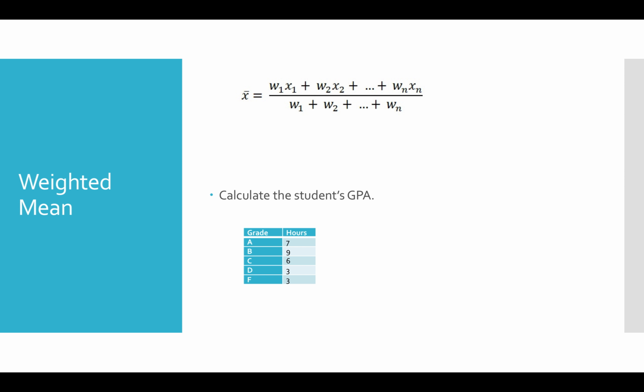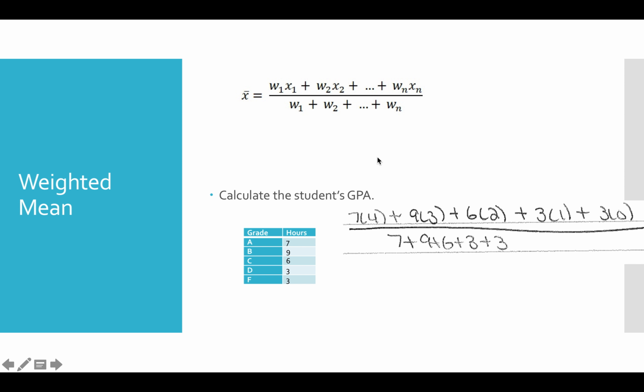Now I can't put A, B, C, D, and F in my formula because they're letters, not numbers. So I need to remember that an A is the same thing as 4. A B is the same thing as 3. A C is 2. A D is 1. And an F counts as 0. You don't get any credit for that.